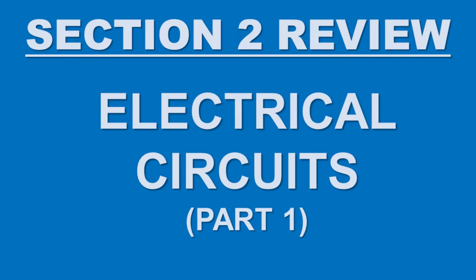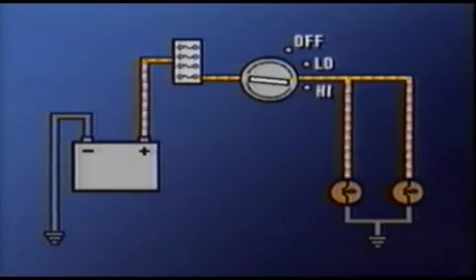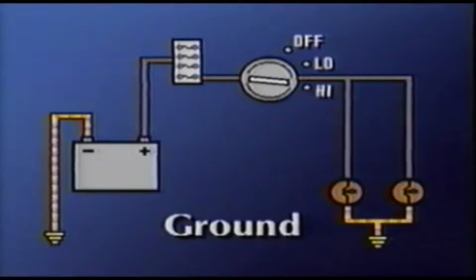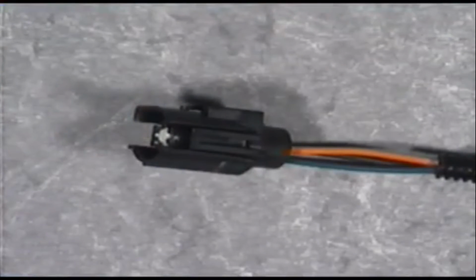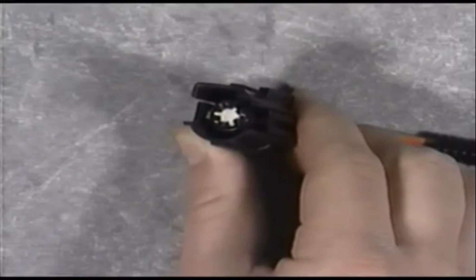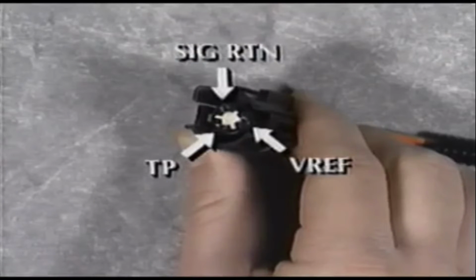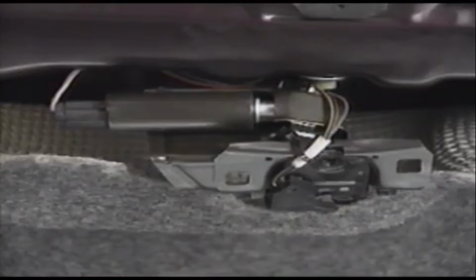Let's take a few minutes now to review what we've just talked about. So far, we've seen that electrical circuits can usually be divided into two segments: the power or hot side and the ground side. Remember also that some circuits and components are sensitive to how current passes through them. The polarity of the components, therefore, must match that of the circuit. You may already be familiar with some of them, such as sensors and solenoids.